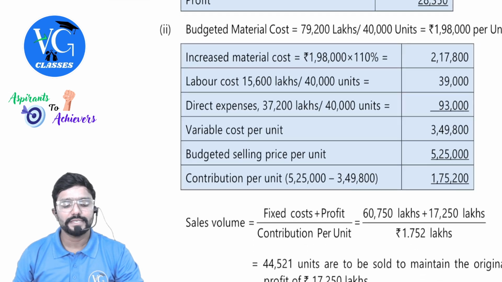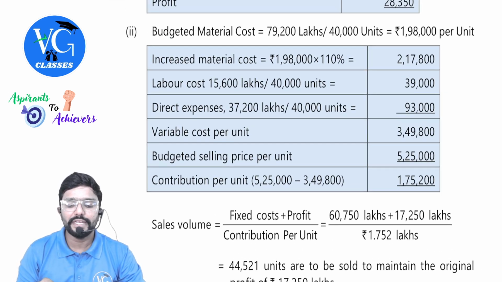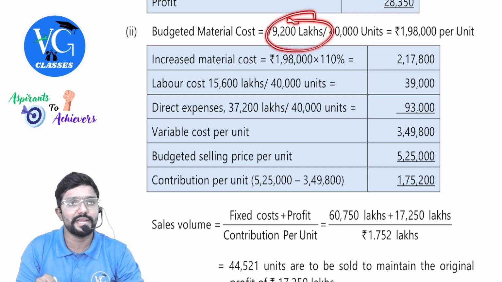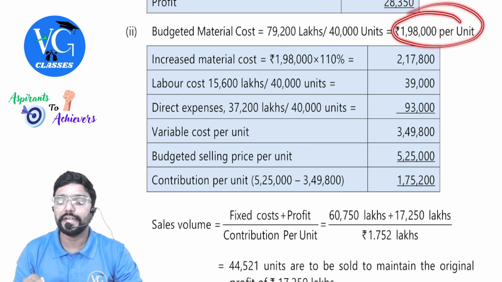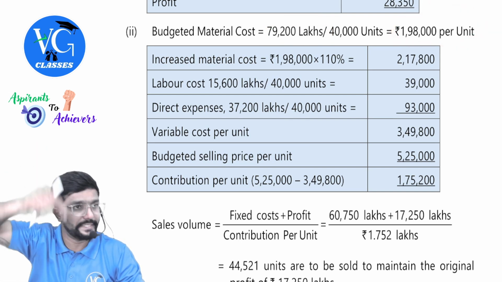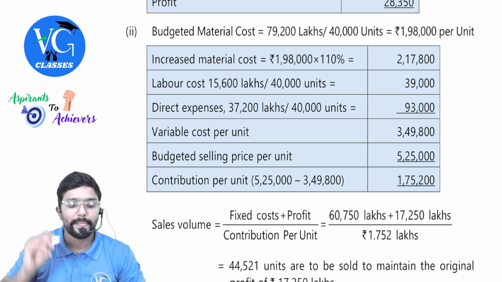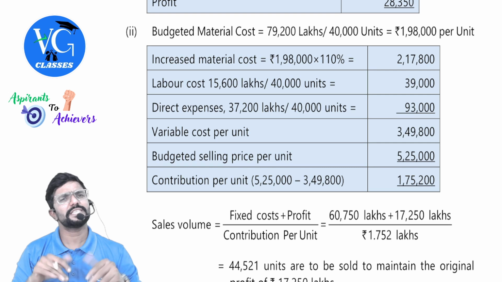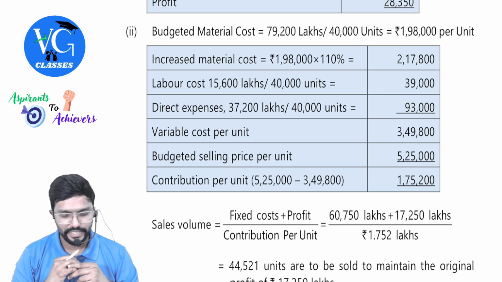Yes. Next. Second option. Budgeted material cost is how much? 79,200. Only material I am taking, not full variable. Only material. Only material is changing. Divided by 40,000. How much is that, guys? Sorry, 198 present. 1,98,000 per unit present. Okay. It will increase by 10%. So into 110%. Or just plus 10%. 2,17,800 per unit. Okay, sir.